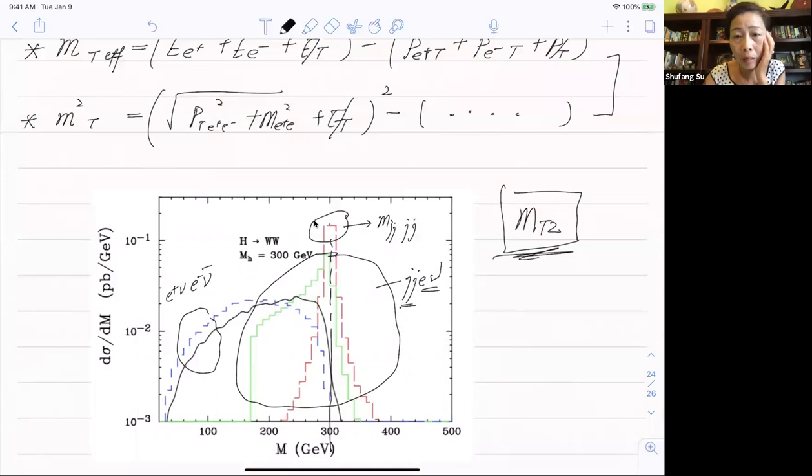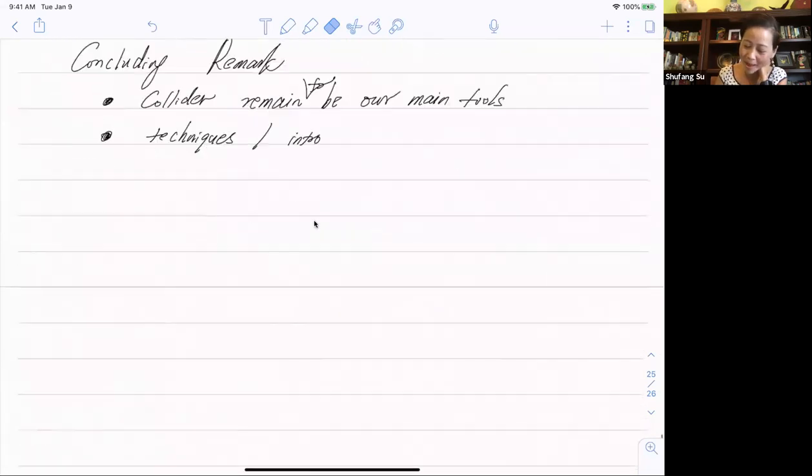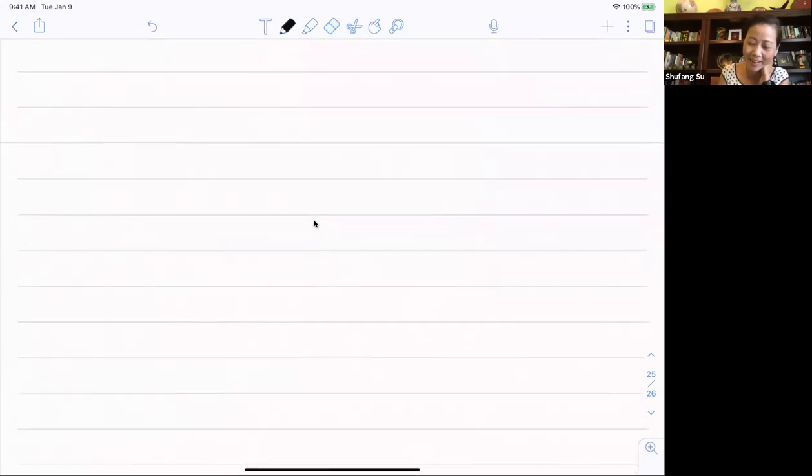Okay, I have one more comment. It seems to me that electron-positron colliders are better than proton colliders given the trigger issues and the incomplete information. Okay, it depends.